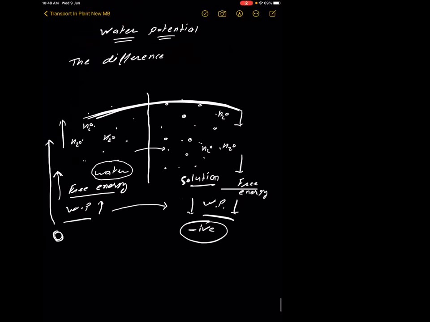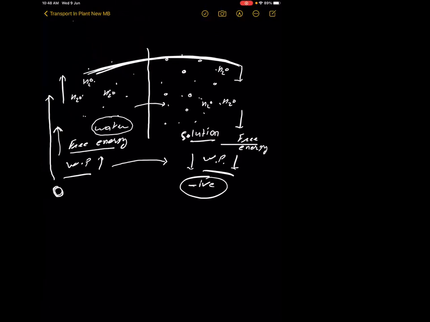Generally we can see that water moves from higher free energy to low free energy. And this free energy is considered as water potential. It is higher, or you can say maximum, in pure water, and it is 0. When a solute is dissolved, the solution is formed, and the solution always has negative water potential. It means water moves from higher water potential to low water potential, or from higher free energy to low free energy. This is water potential.